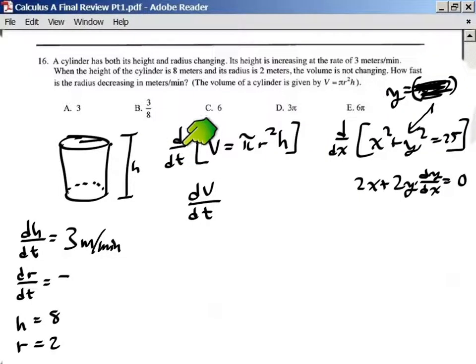Here, we're taking the derivative with respect to t, and there's no t's here. So everything's going to have a dy over dx, but in this case it's going to be d, whatever the variable is, over dt. So let's continue.